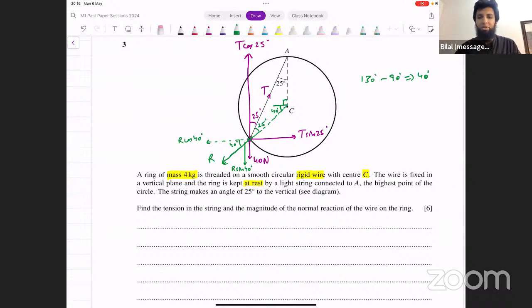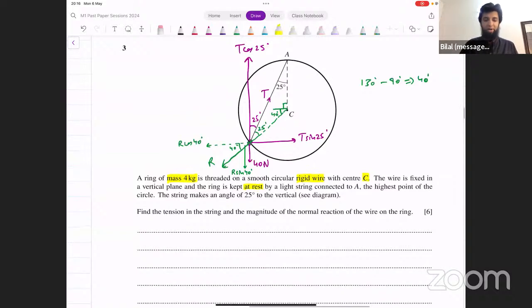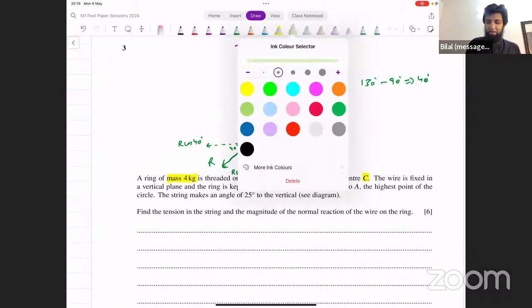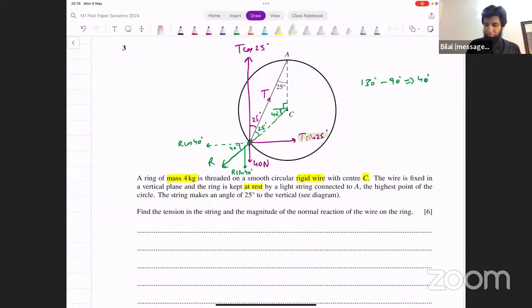Weight is not supposed to be resolved because weight is just vertical. We have resolved the other forces. Now we just equate them. We've got these horizontal forces. T sine 25, that's acting to the right. R cos 40 is acting to the left. T cos 25 is acting upwards. 40 is acting downwards. R sin 40 is acting downwards as well.